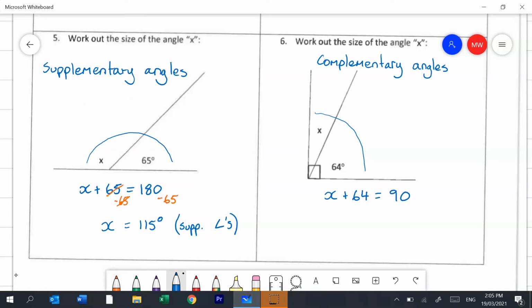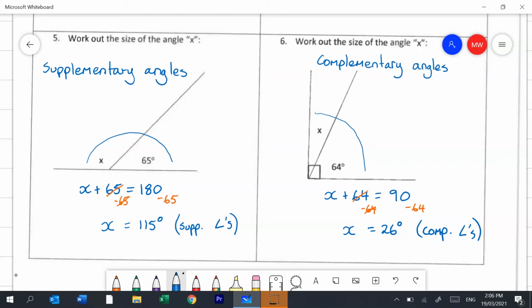And now we just do the balance method again. We need to get rid of that 64. So it says to add 64, so I'm going to minus 64. That eliminates it. Anything I do to one side of the equation, I must do to the other. My last line of working is all I have left is x, and over here, all I have is 26 degrees. Don't forget your units, and that's because of complementary angles.